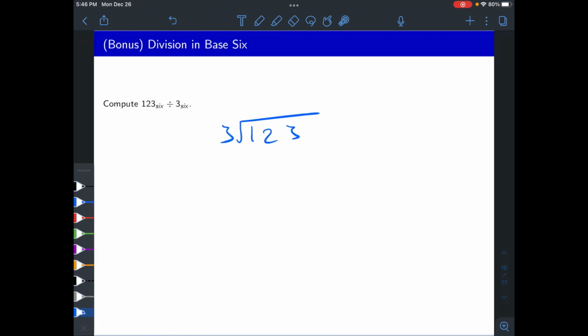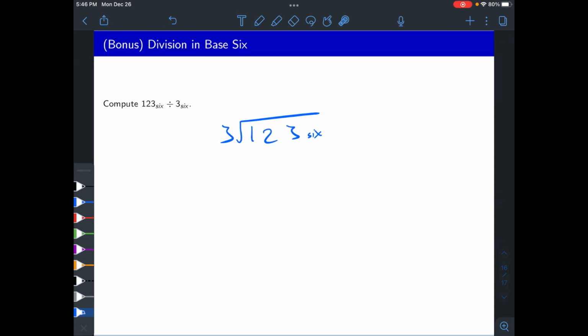All right. So over to the base 6 problem. 123 base 6 divided by 3 base 6. Well, how many times does 3 go into 1 base 6? It doesn't go into 1 base 6 at all, so we'll just skip that and move on to how many times 3 goes into 12 base 6.